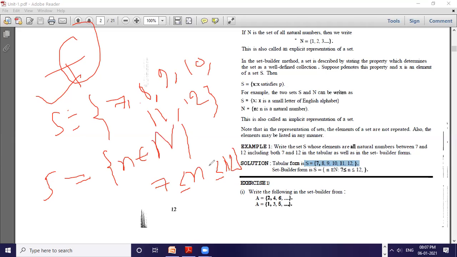देखो यहाँ पे मैं ऐसे लिखा हूँ, आप ये डॉट भी यूज कर सकते हो, you can use this dot colon also. So in set builder method, how am I writing? S such that n belongs to N, where n is greater than or equal to 7 and less than or equal to 12. That is the set builder form, right? So this is the solution for this question. I hope this is clear.